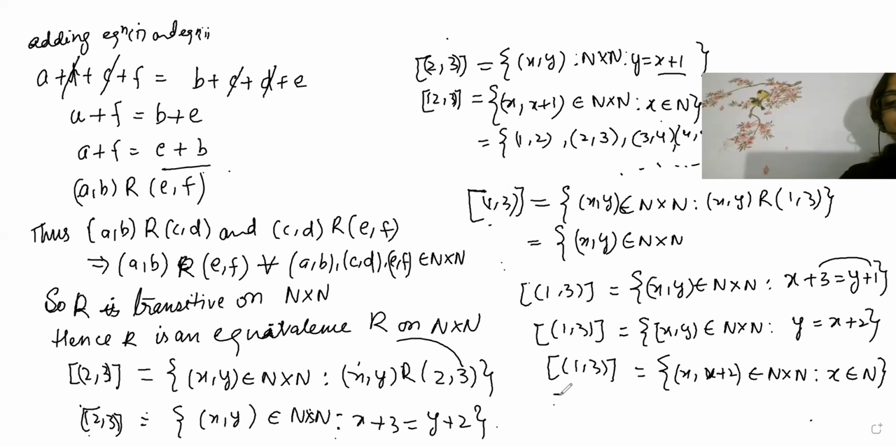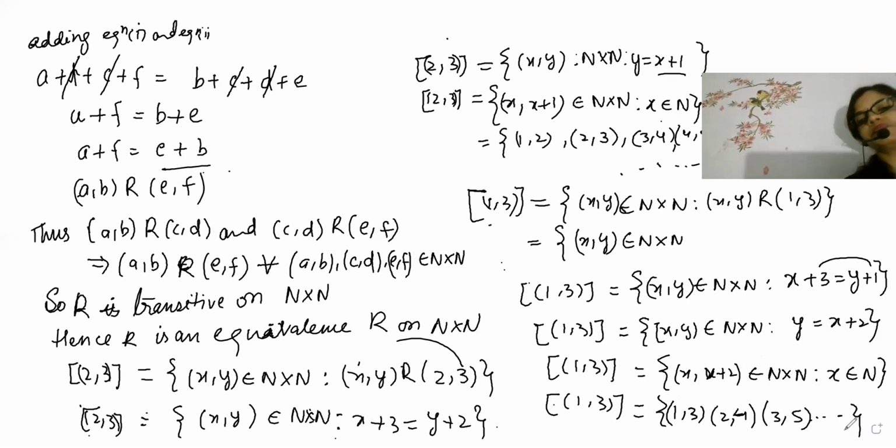So that means the equivalence class of (1, 3) will ultimately come: when x is equal to 1, y will be equal to 3. If x is equal to 2, y will be equal to 4. If x is equal to 3, y will be equal to 5, and so on.